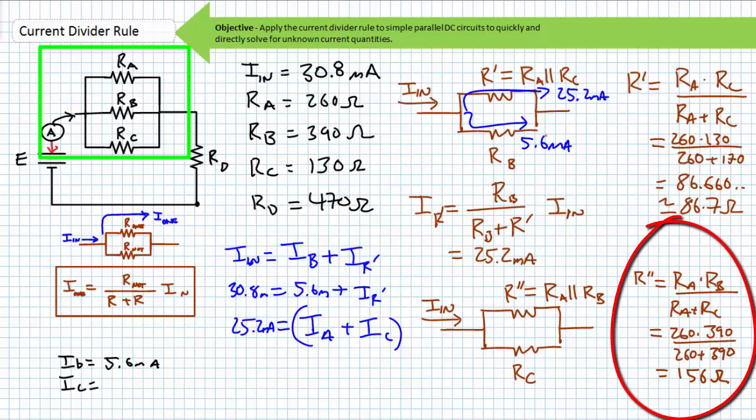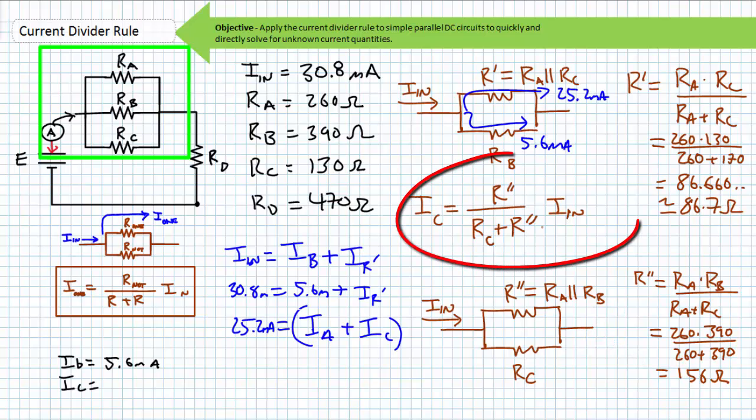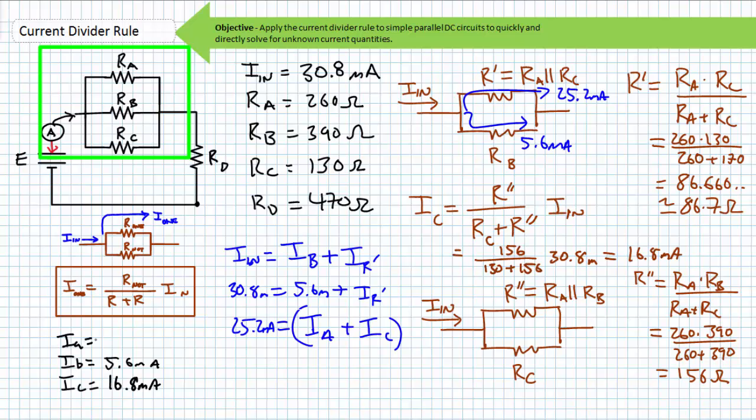We can go back to our original parallel configuration of 3 elements and combine RA in parallel with RB into something I'll call R double prime, where R double prime equals approximately 156 ohms. Then we can use the general use current divider rule formula to solve for the current through IC, where IC equals R double prime divided by RC plus R double prime times the incoming current. Substituting in the necessary values, we find IC to be 16.8 milliamperes.